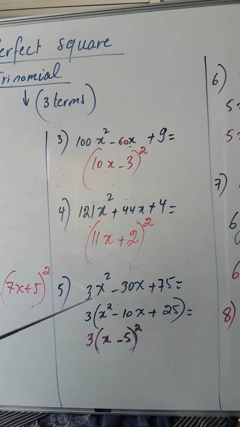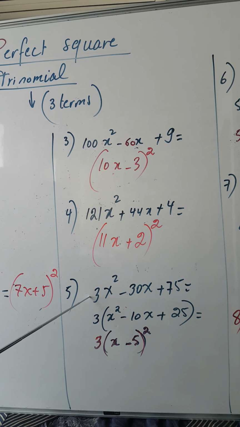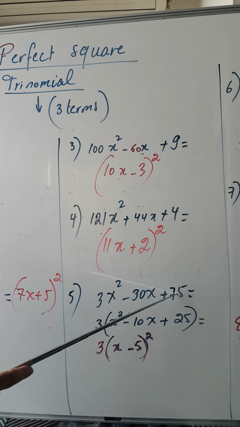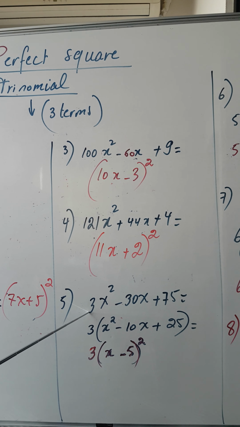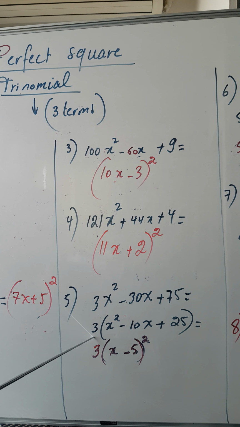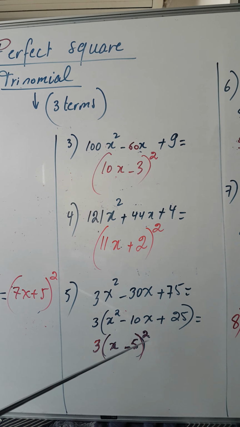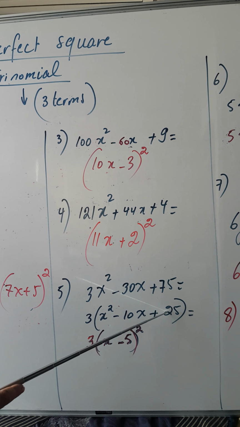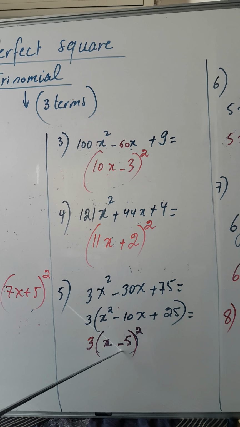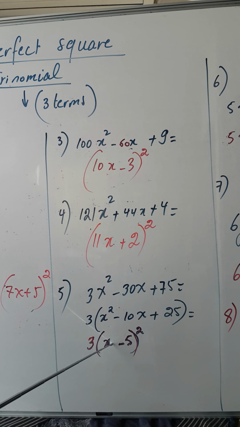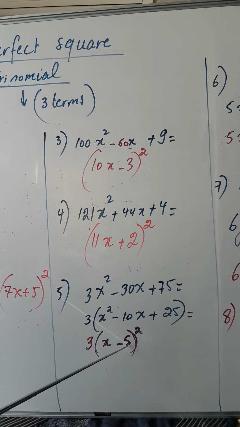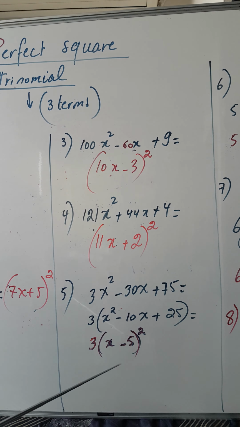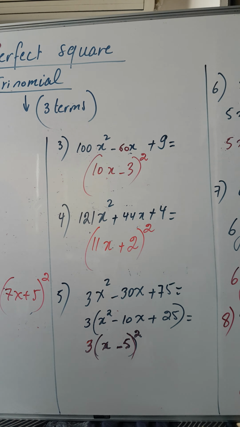Now here, if I look here, 3 is not a square. 75 is not a square. But if I look at each of these terms, they are all divisible by 3. So I factorize the 3 outside, and I will get this. The square root of x squared is x. The square root of 25 is 5. The middle term is minus, so it's a minus. X times 5 times 2 is minus 10x. So this is the factorization.